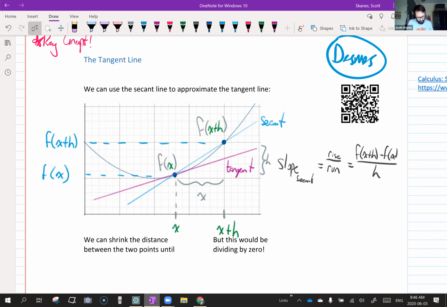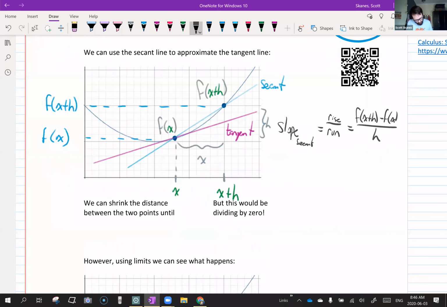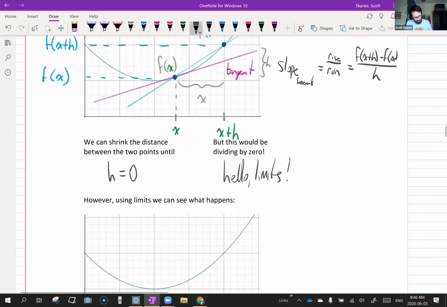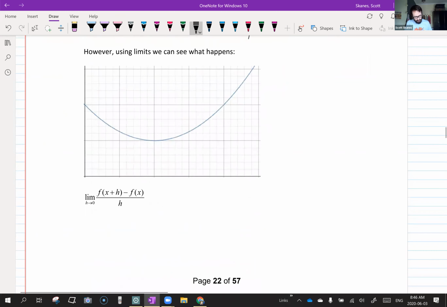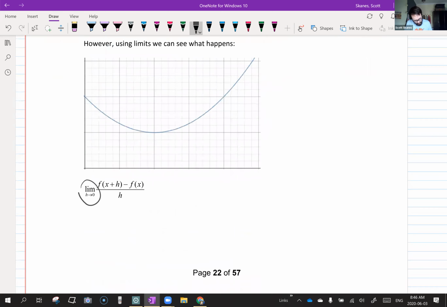So let me show you what that is. We can shrink the distance between the 2 points until x is actually 0. And it says this would actually be dividing by 0 because we'd end up making the distance too small. So I'm just going to say, hello, limits. Using limits, we can see what would happen. It would become 0. Look, the limit as x approaches 0 of our slope function would be the exact slope of the tangent line. The name of that is the derivative.